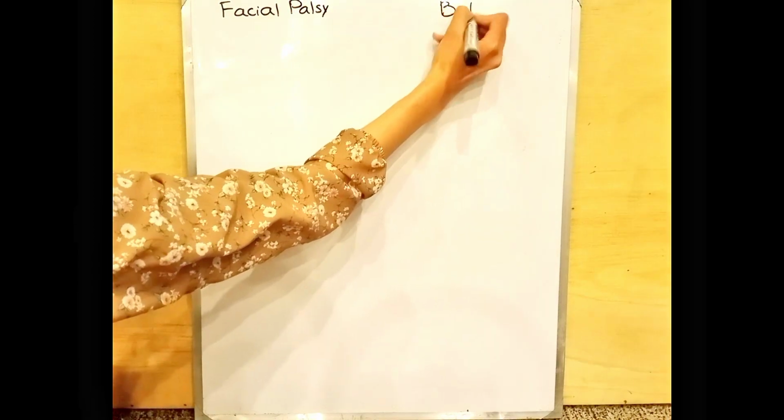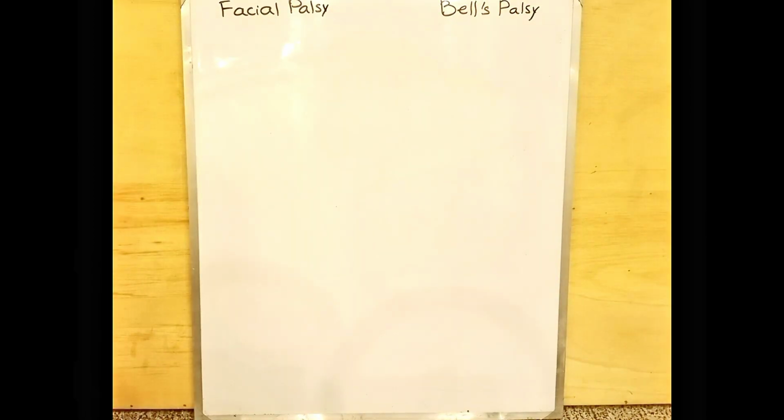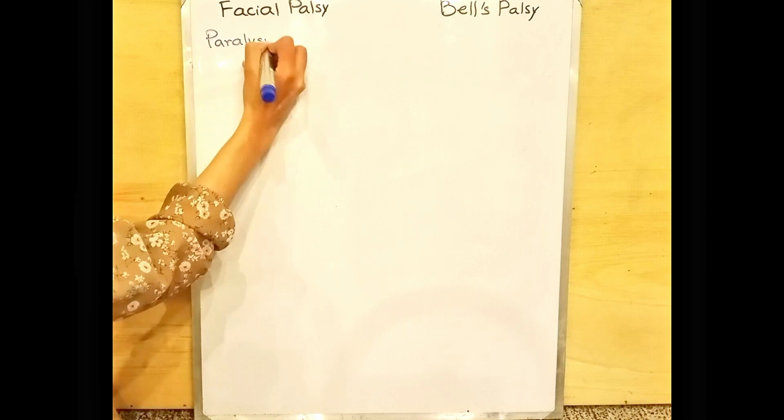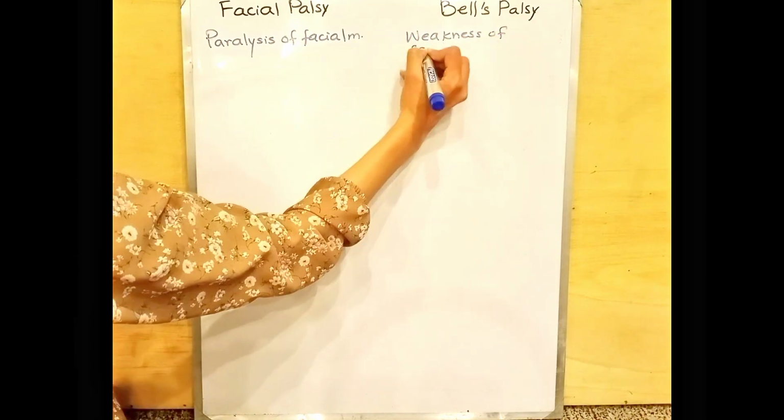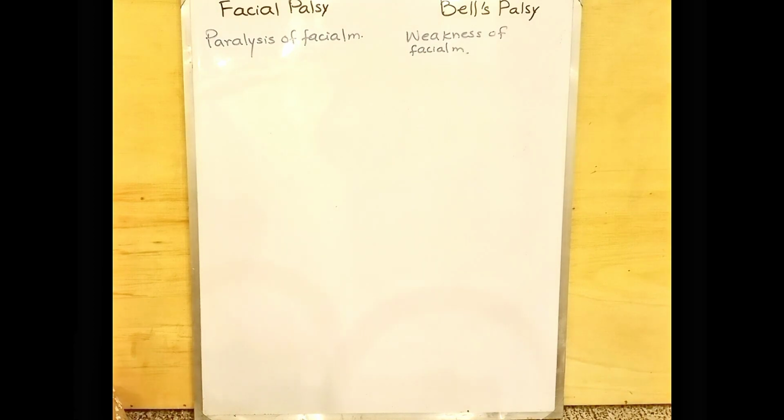Now let's make a column of difference between facial palsy and Bell's palsy. So our first point is the definition. In facial palsy, there is paralysis of the facial muscle, while in Bell's palsy, there is only weakness of the facial muscles.